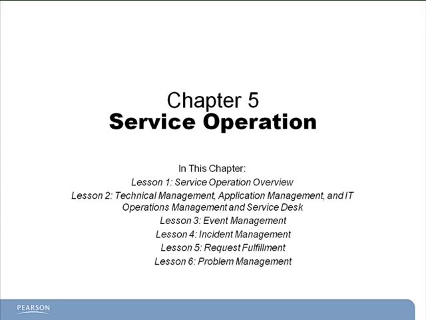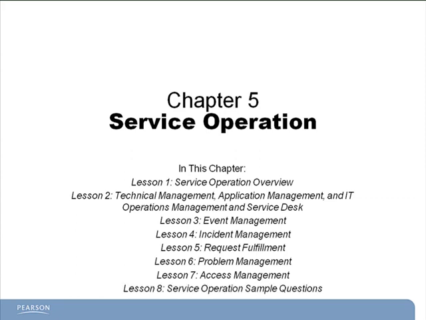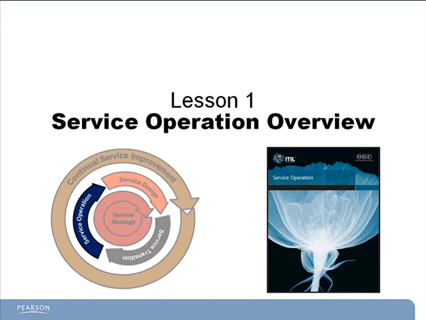Lesson 6 describes the problem management process, which is used to find the root cause and the solution of major and multiple incidents. Lesson 7 rounds out our service operation book with the short process of access management, which is closely linked to the service design process of information security management. And as always, we'll conclude our chapter with a series of sample questions, which we'll review in Chapter 8. Let's get started. Lesson 1 is our service operation overview.